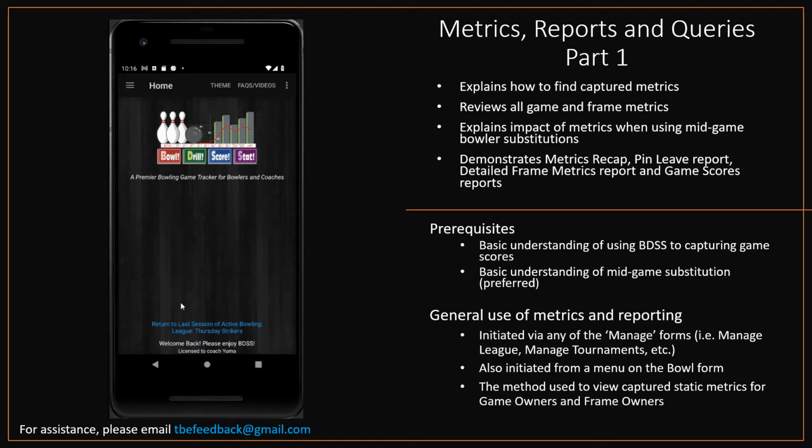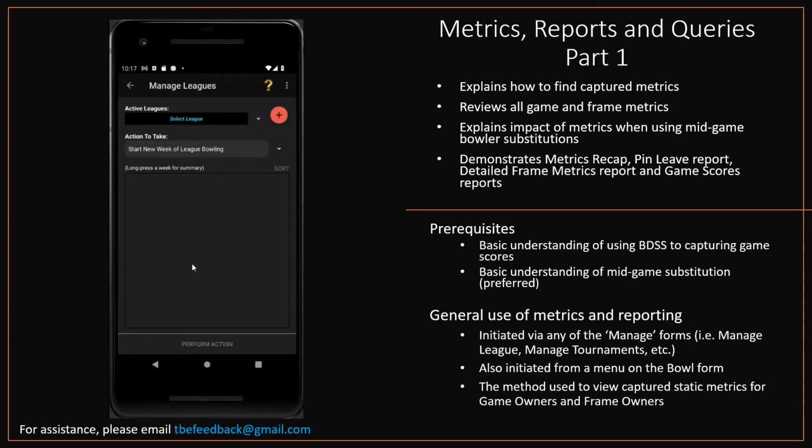There's two ways to get to Metrics and Reporting, either through managed forms such as Manage League, Manage Tournament, Manage Open Bowl, or Manage Drills, or directly from the bowl form itself. I'll walk you through both methods and I will use league bowling as an example. So let's get started. From the home navigation menu, choose League to take you to the Manage League form.